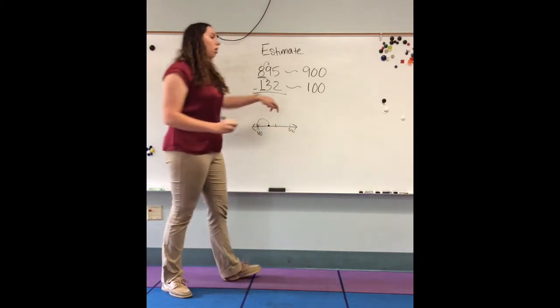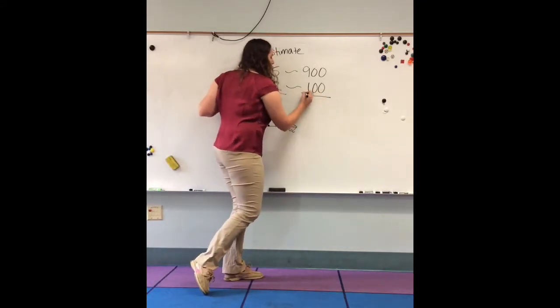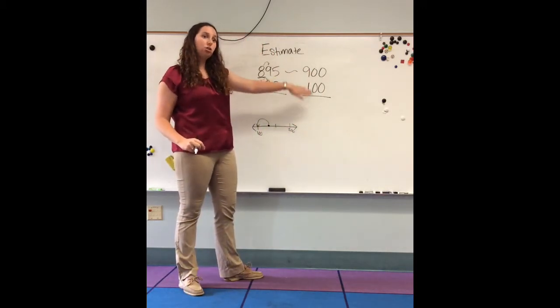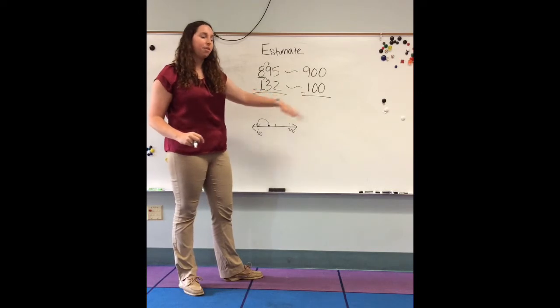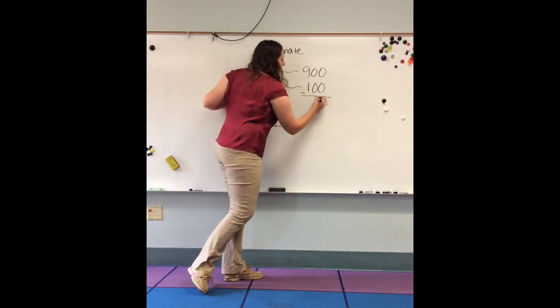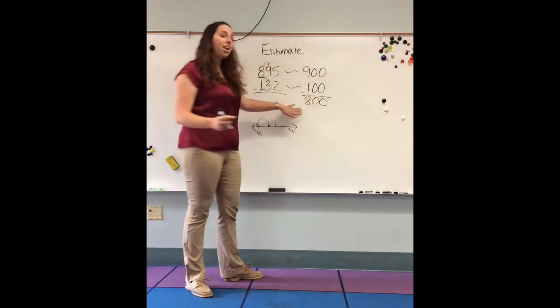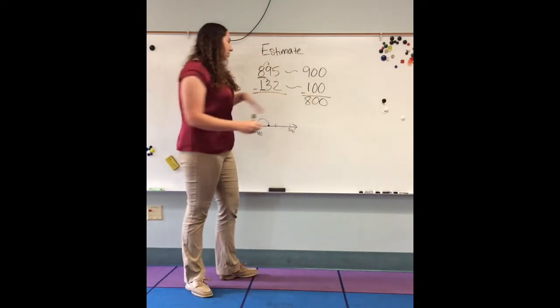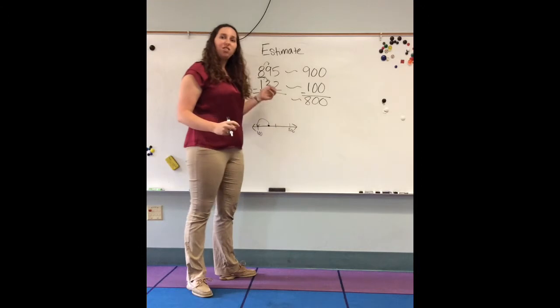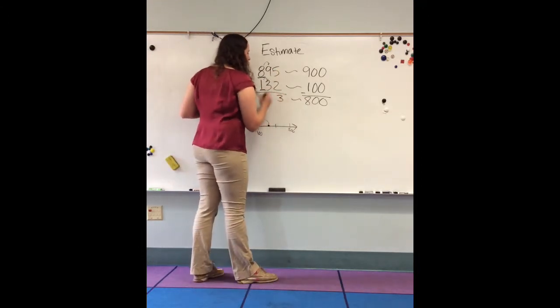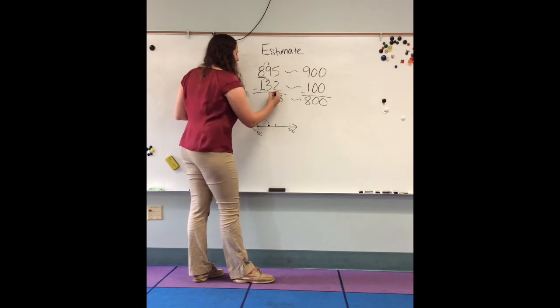So now we have our rounded numbers, okay? And now, remember, as a subtraction, we're going to subtract our two rounded numbers to find the estimate of the difference. All right, 0 minus 0, 0 minus 0, 9 minus 1 is 8. 800 is the estimate of this problem. Well, let's figure out what is the actual answer. 5 minus 2 is 3.